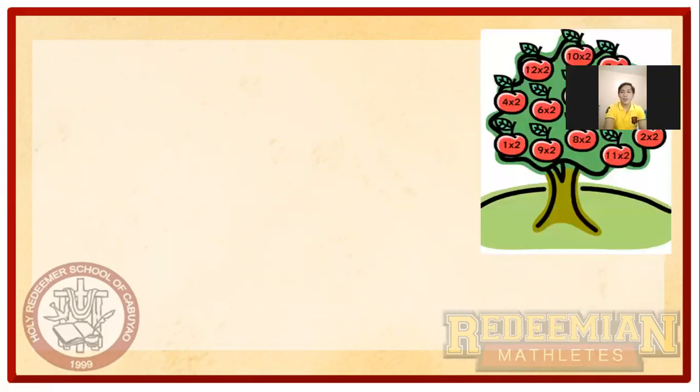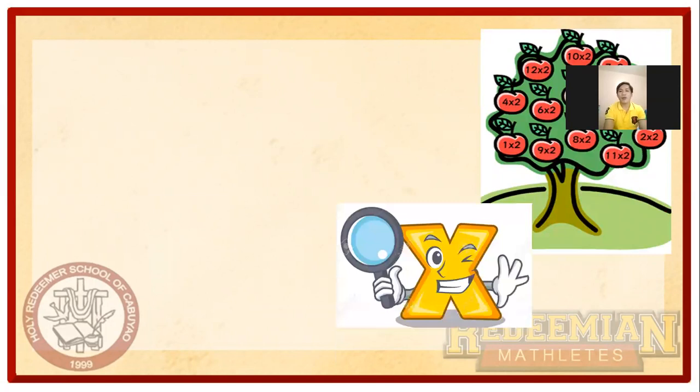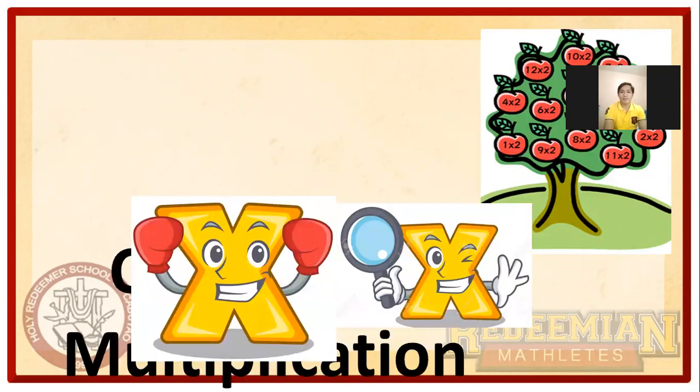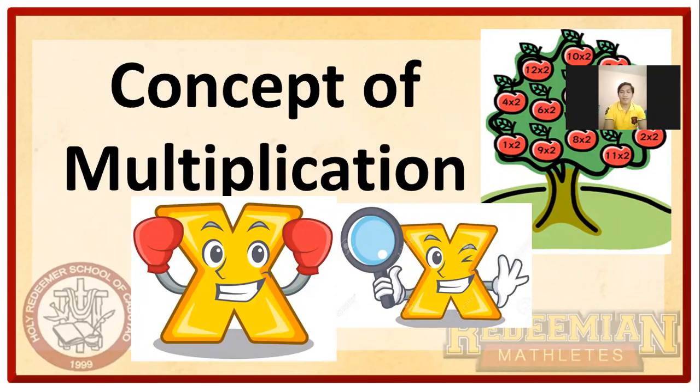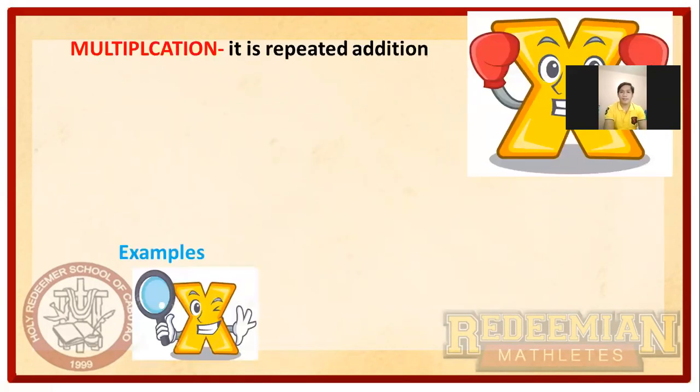Today, I'm going to discuss the concept of multiplication. When we say multiplication, it is repeated addition. So, for example, 9 plus 9 plus 9 equals 27. If you write that as a multiplication sentence, it is 9 times 3. So 9 times 3 is also 27.